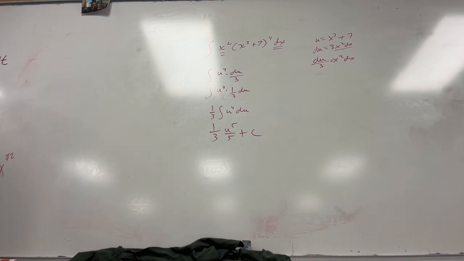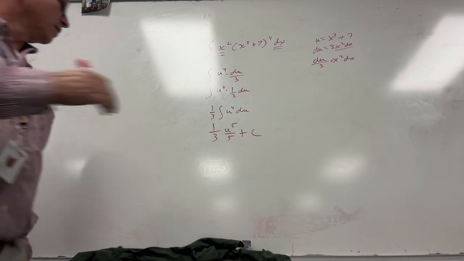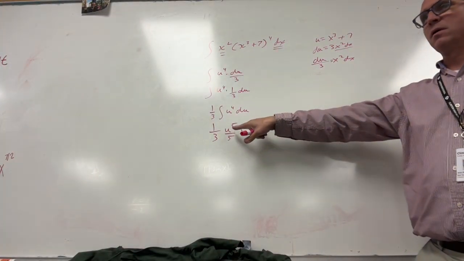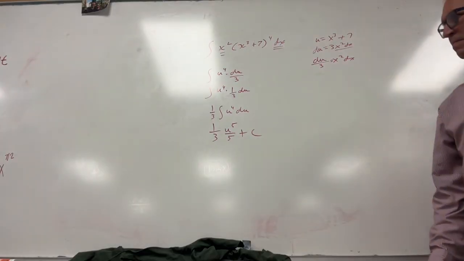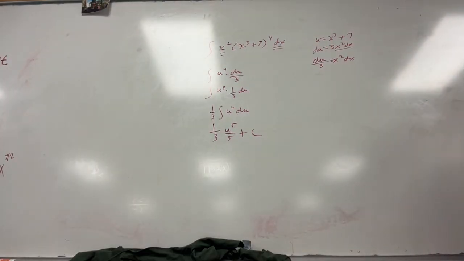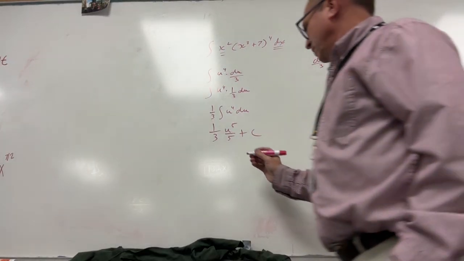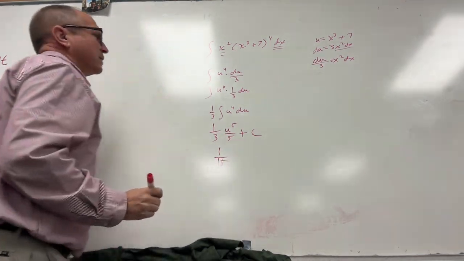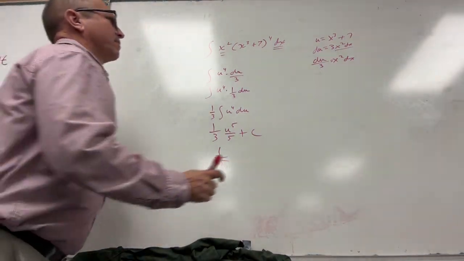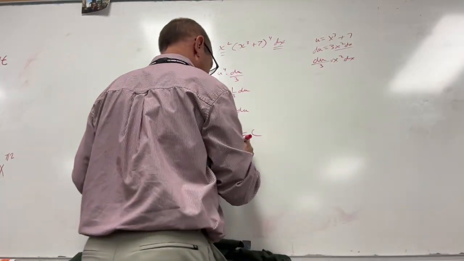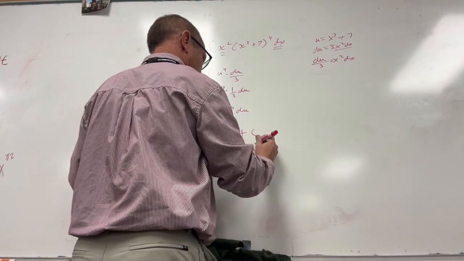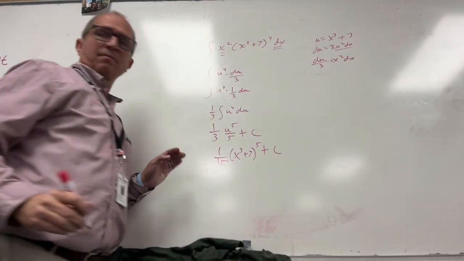Why is it not u to the 4th over 4? Remember, you've got u to the 4th right here, so you want to add 1 to it when you take the antiderivative. So this becomes 1/15 of, and what is u? x cubed plus 7 to the 5th power plus c.